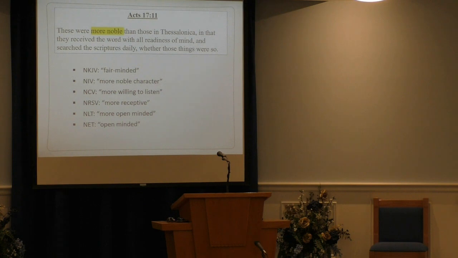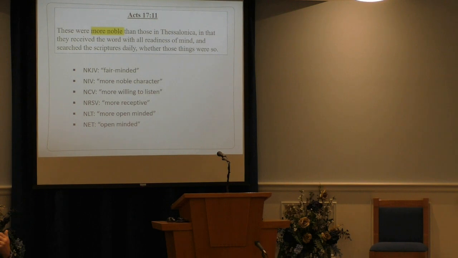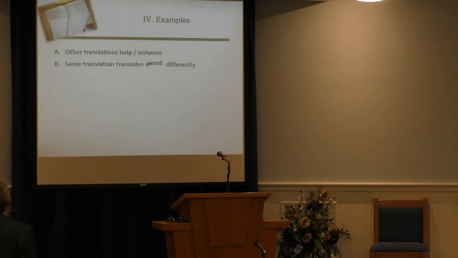Well, I think I know what noble means, but these translations are going to help me a lot. Like they're more fair-minded, more noble character, more willing to listen, more receptive, the New Revised Standard Version, more open-minded. Now I got an idea of what it means. They were more noble. They were open-minded. They were receptive. They had a noble character. That's what the nobleness was about, was their open-mindedness. Make sense? All right, let's keep going.